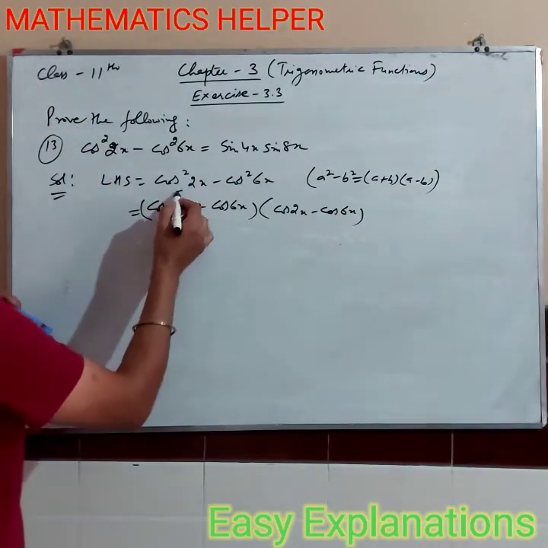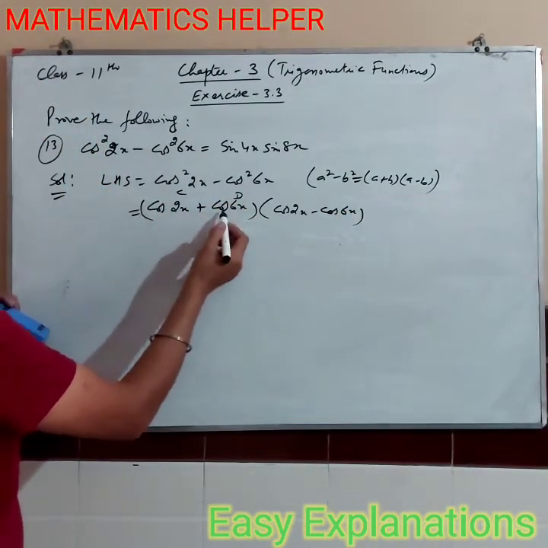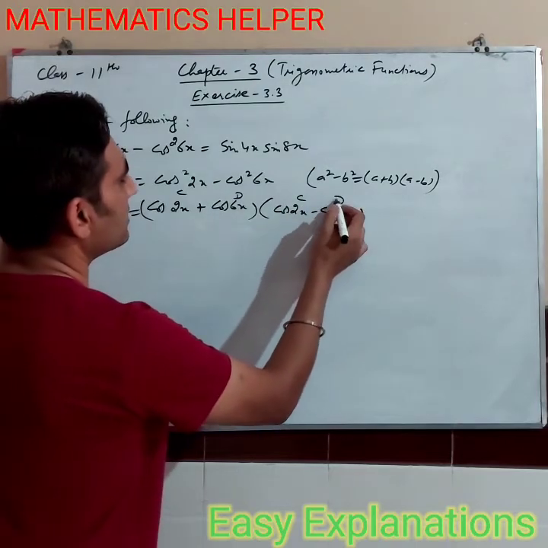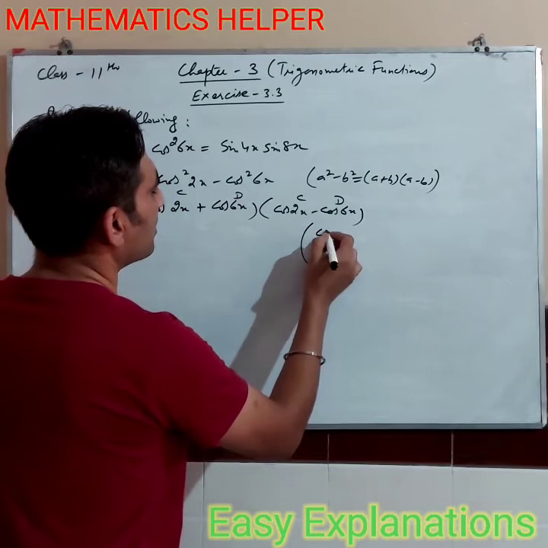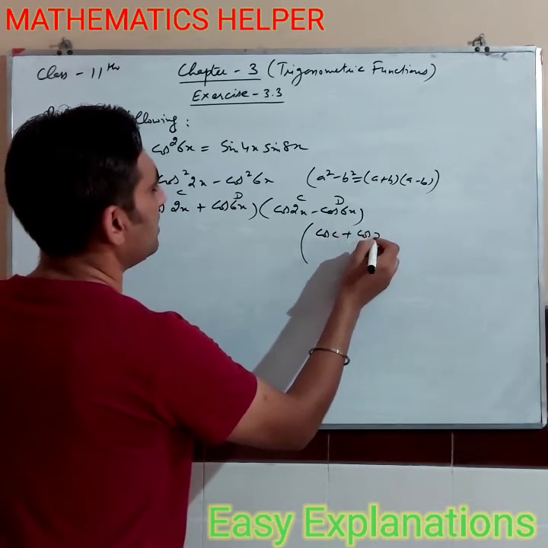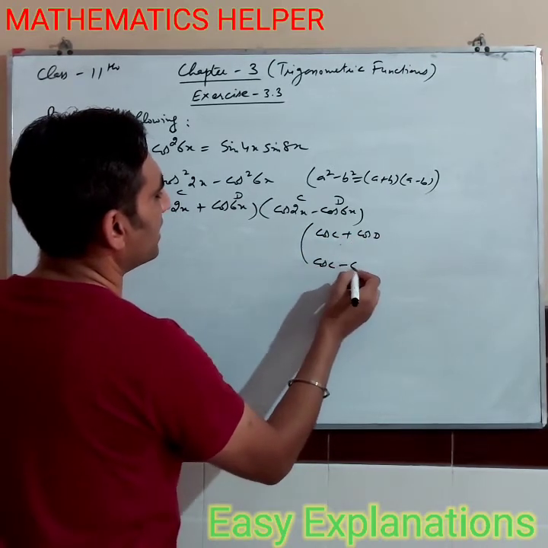Now if we treat them as C and D, it is like cos C plus cos D, and here it is like cos C minus cos D. What are the formulas? Cos C plus cos D and cos C minus cos D.